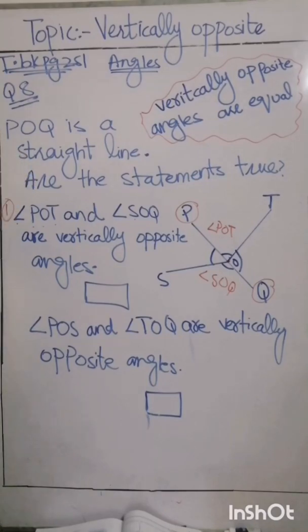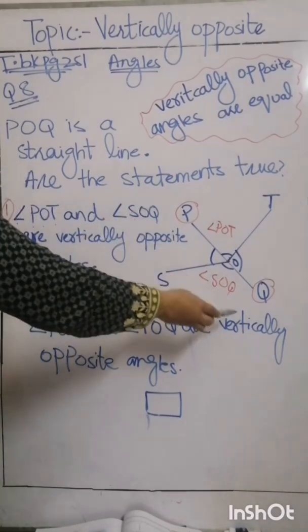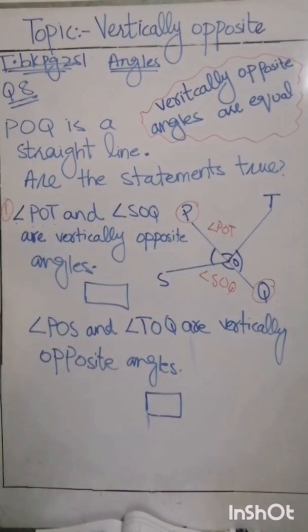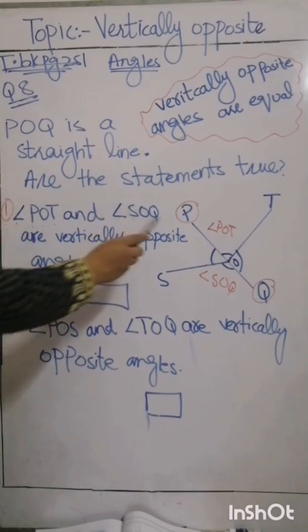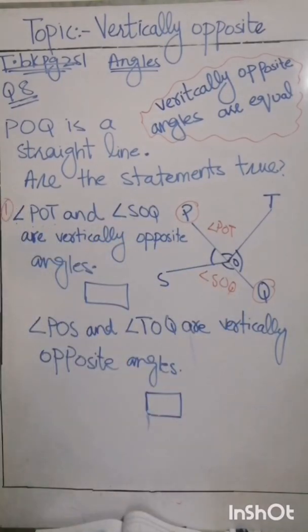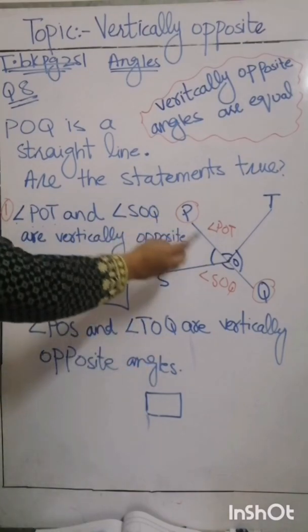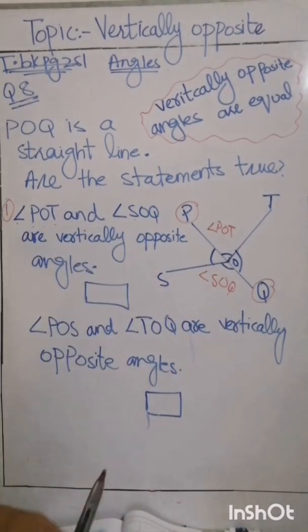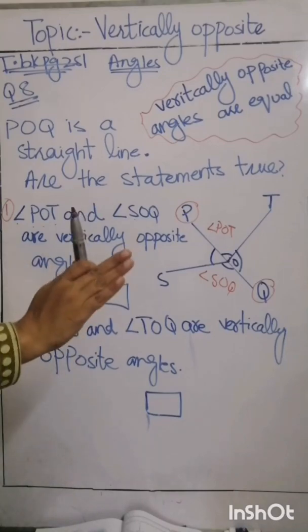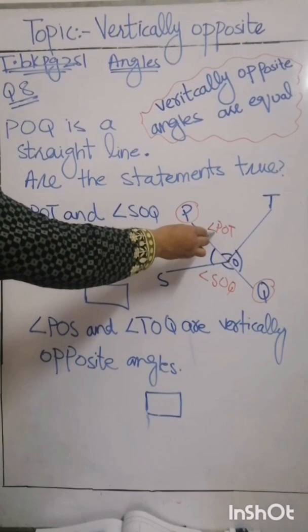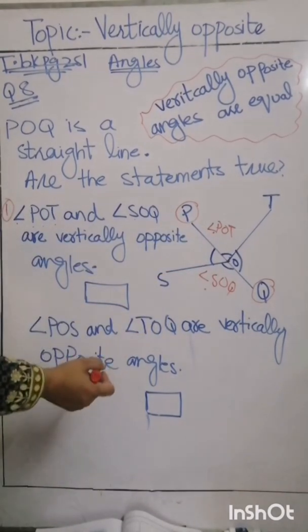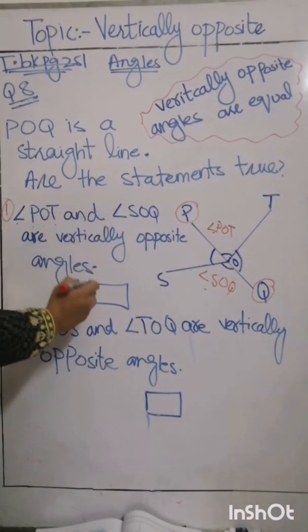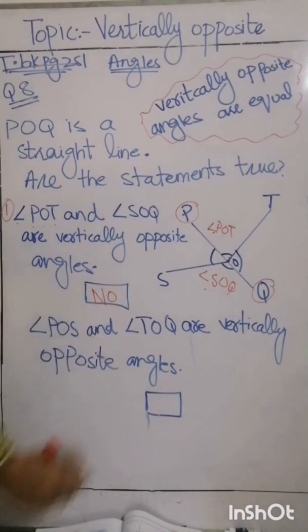Vertically opposite angles are equal if two straight lines intersect each other. But here we have only one straight line, that is POQ. We have no other straight line here. So angle POT and angle SOQ are not vertically opposite angles. You just write no here.